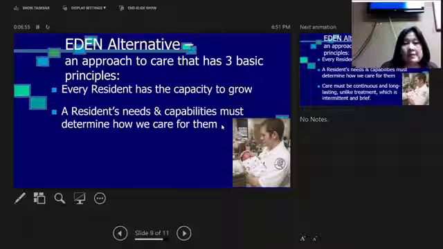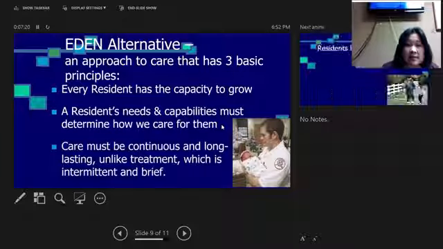A resident's needs and capabilities must determine how we care for them. So if they're able to do things, then we need to encourage them to do them. If they're capable of dancing or playing the Wii, we could set that up for them. If they want to have an activity that's not on the activity board, we need to let the activity director know so that they can arrange for such an activity to happen.